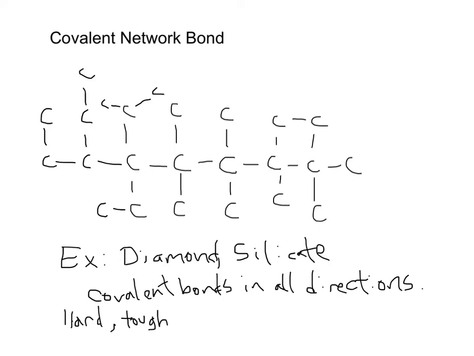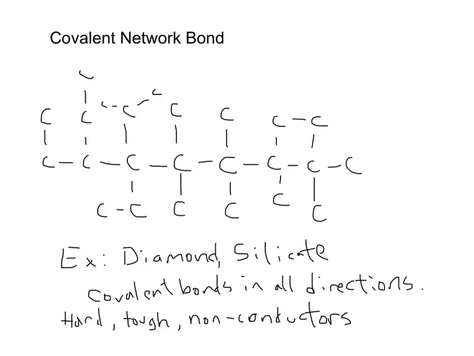Tough and resilient materials tend to be non-conductors, although they can conduct. Graphite, for example. So it's sort of a special case, and there are some unique materials that have some unique properties that fall into this category. But the key term is covalent bonds in all directions.